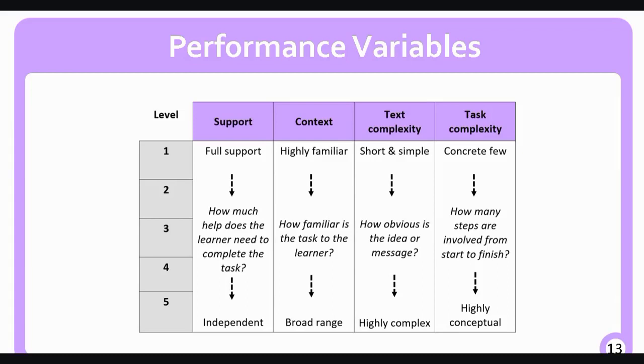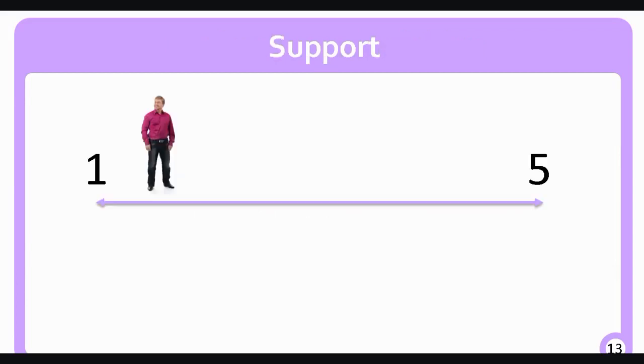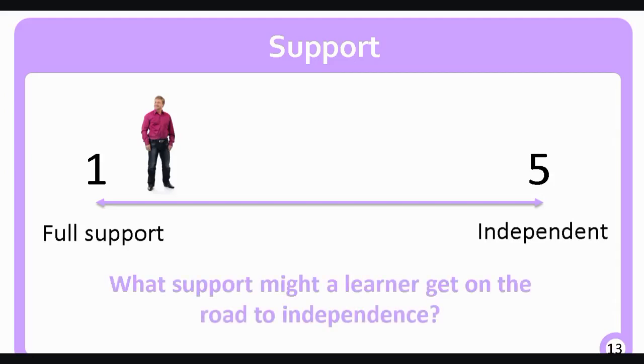So you can see that there's a scale here between 1 and 5 for the ACSF levels based upon these 4 performance variables. Now let's just break them down. We've got slides for each of these. With support, level 1, we are aware they need full support. Level 5, that's somebody who's very independent. The question is, what support might a learner get on the road to independence? How do we help them move from level 1 through to level 5?